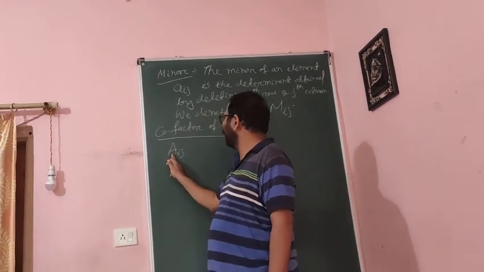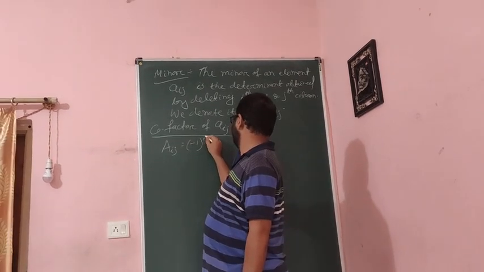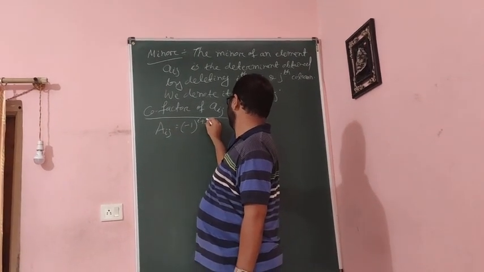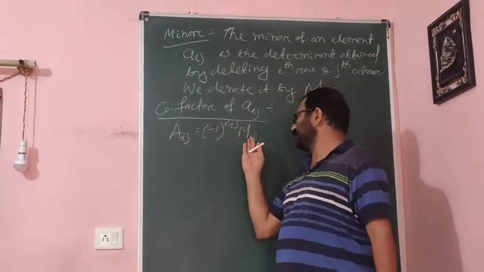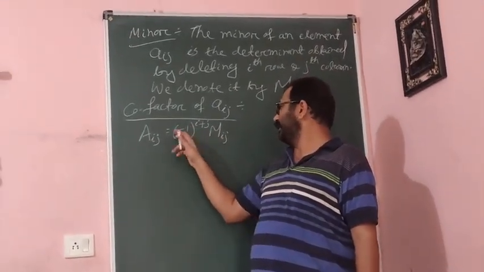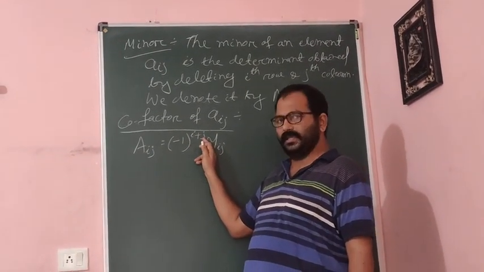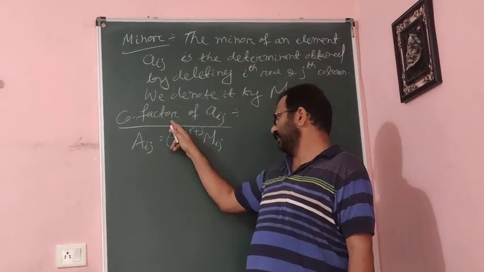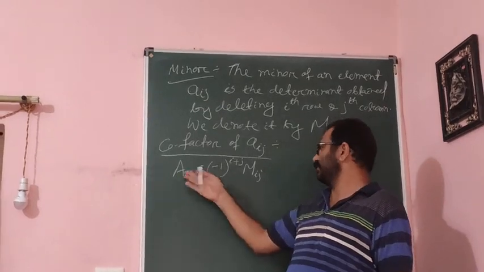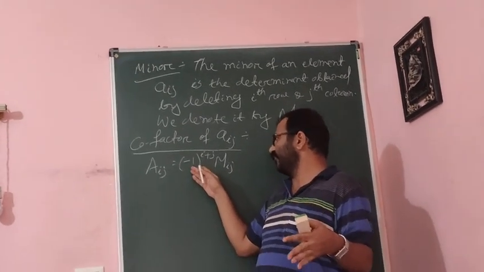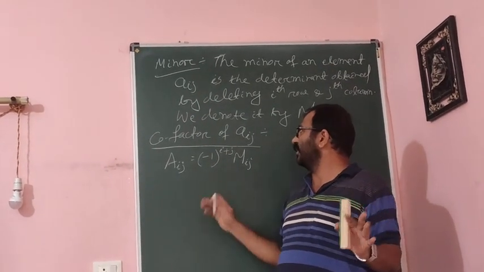So what is the formula for Aij? It is minus 1 to the power i plus j whole into Mij. Meaning it is the same as the minor, only it depends on the sign of minus 1 to the i plus j. If the sum is odd, then it is negative. If the sum is even, then it is plus. But it is the same as the minor, except for the first sign, either plus or minus. So this is the cofactor.